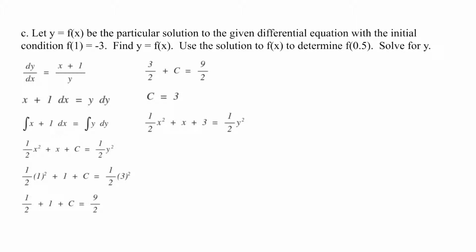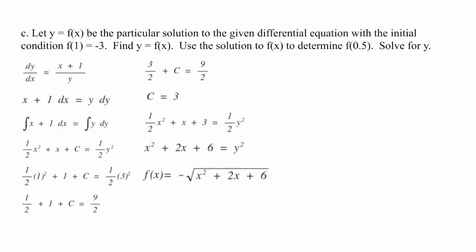So we can plug that back into our equation for the line, and that gives us 1/2 x² + x + c + 3 = 1/2 y². And now we need to solve for y, so we're going to multiply both sides by 2. That gives us x² + 2x + 6 = y². And to continue solving for y, we need to take the square root of both sides.